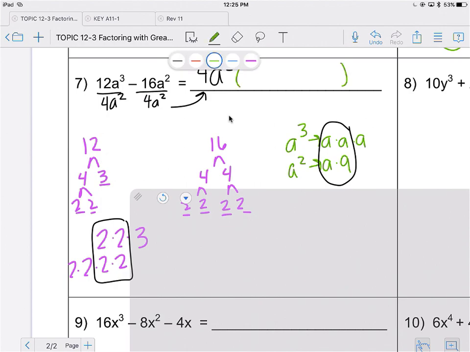When I divide, 12 divided by 4 is 3. A to the 3 minus 2 is 1. And that's from our exponent rules from the last unit. Negative 16 divided by 4 is a negative 4. A squared divided by a squared cancels.